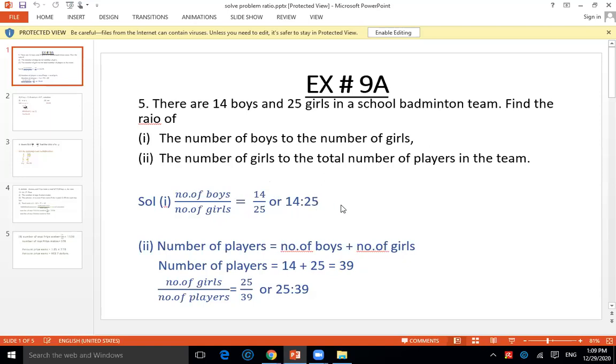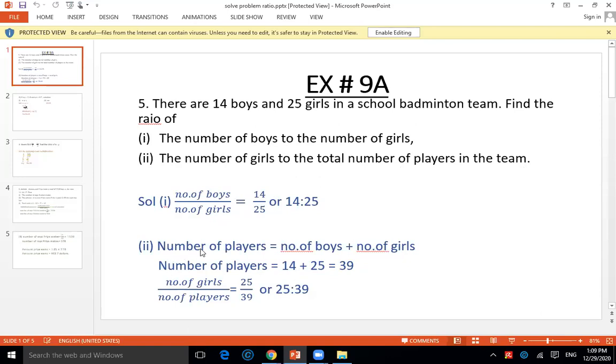Ratio means division. Always remember this point. Ratio means division of fraction. So हमने इसको find out कर लिया. Now the second point is the number of girls to the number of players in the team. अब हमें ratio निकालना है number of girls का total number of players के साथ.